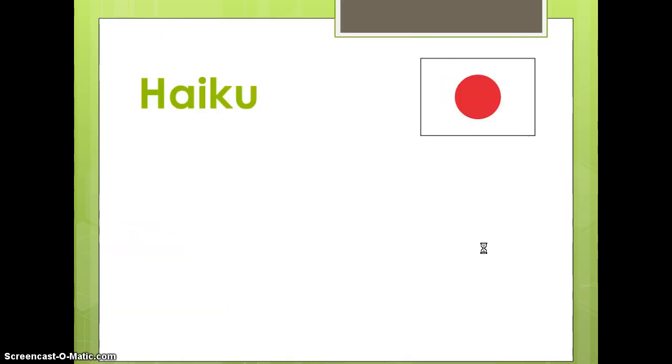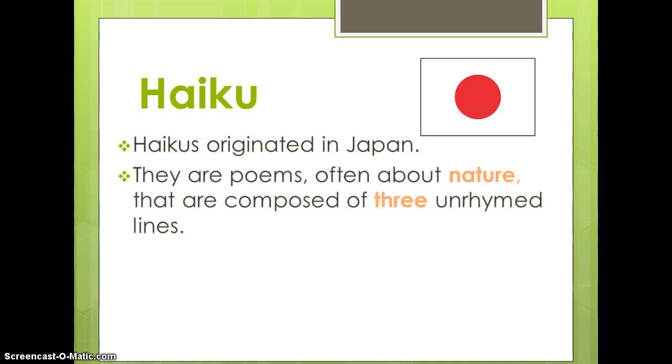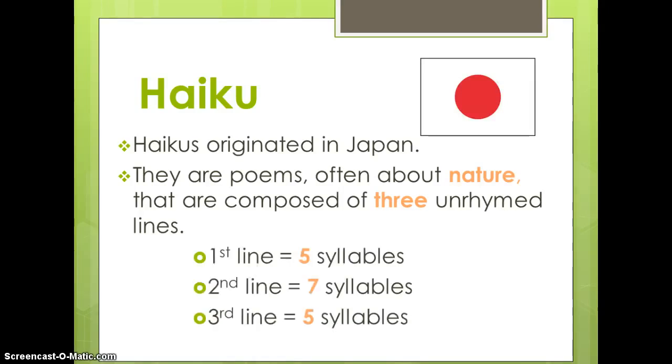What's next? A haiku. Haikus come from Japan originally, but now they're written all over the world. These are poems, usually or often about nature, that are composed of just three, unrhymed lines. The first line has 5 syllables, the second 7, and the third, again, 5 syllables.